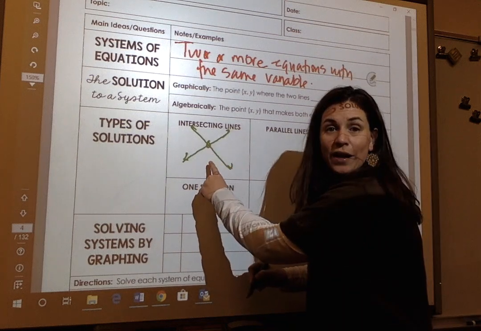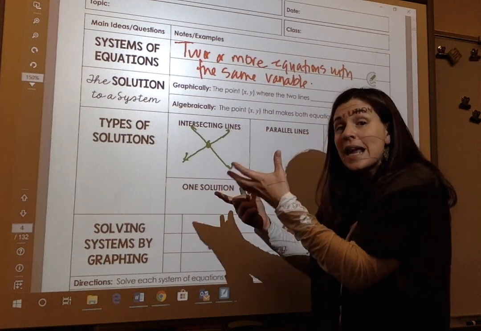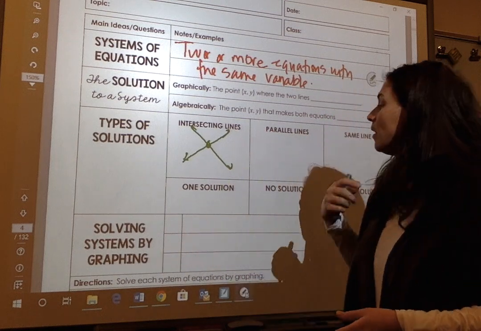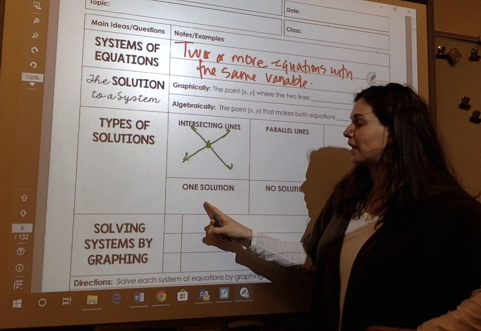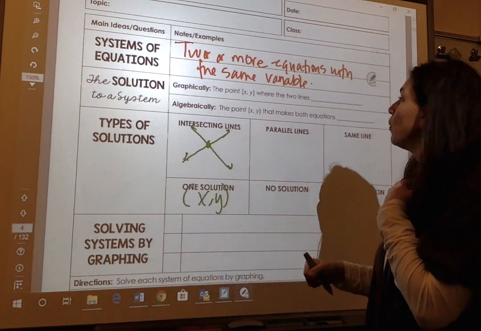That's the solution, because when you have intersecting lines, your x and y value are exactly the same. So it is at that point where the x and y value are the same, that's the solution. So when you have intersecting lines, there's only one solution, and it is literally at that point.